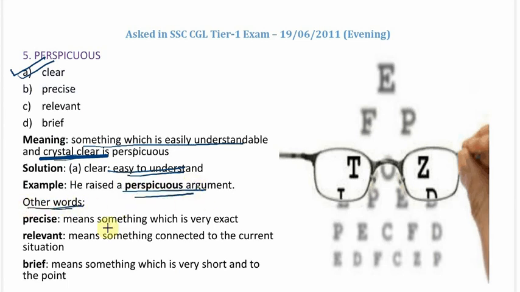The other words are precise. Precise means something which is very exact. Relevant means something connected to the current situation, and brief means something which is very short and to the point.